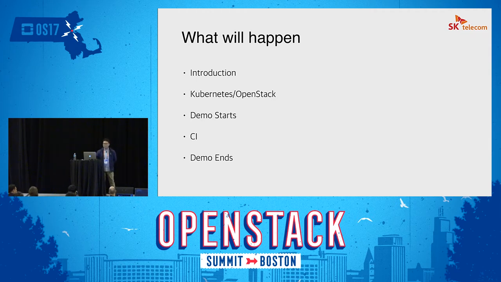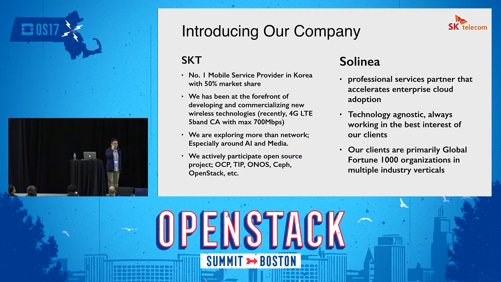So let's start. SKT is the number one mobile service provider in Korea with 50% market share. There's a bunch of stuff we are doing in the telco area, especially in Korea. Recently, we just opened 4G LTE 5x CA with max 700 Mbps. So I think we are like a front runner when deploying new network infrastructures. Also recently, we are really focusing on AI and media. Because of that, OpenStack becomes more important in our company to support not only network, but also media platforms or the AI platforms and other IT services.